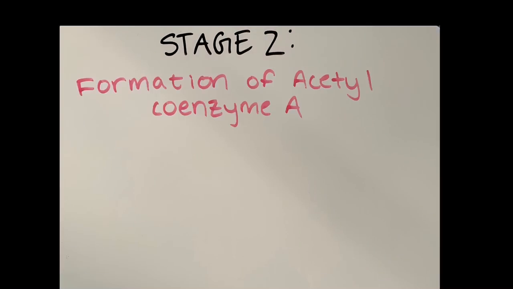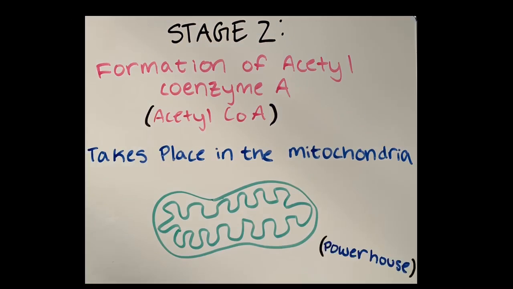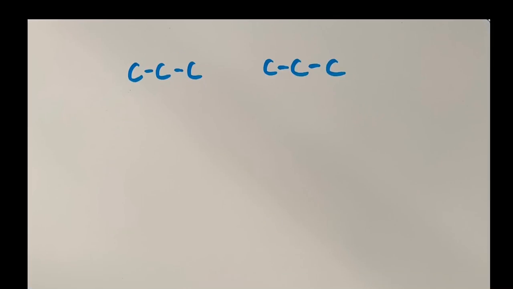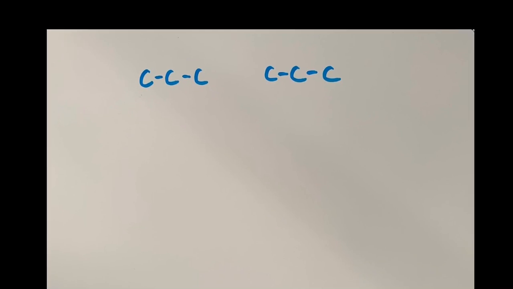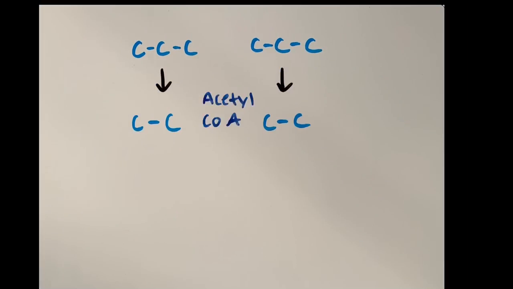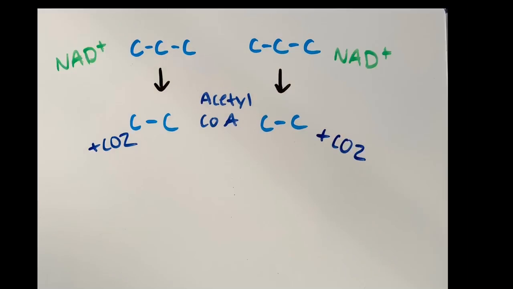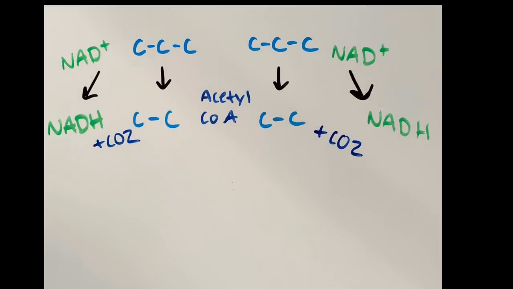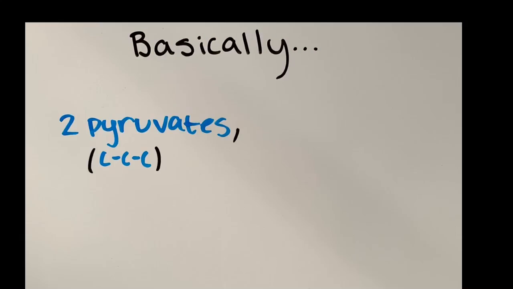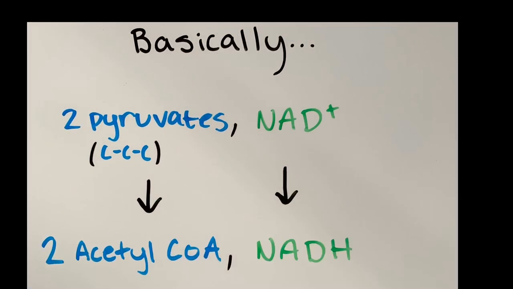The second stage of cellular respiration is the formation of acetyl coenzyme A, or acetyl-CoA. This takes place in the mitochondria. The formation of acetyl-CoA happens twice for every molecule of glucose because of the 2 pyruvates formed. For each of the pyruvates, 1 carbon molecule is taken away, which makes them into acetyl-CoA and creates CO2. This process also turns NAD+ into NADH. The formation of acetyl-CoA is basically preparation for the Krebs cycle. It takes the 2 pyruvates and NAD+ and produces acetyl-CoA and NADH.